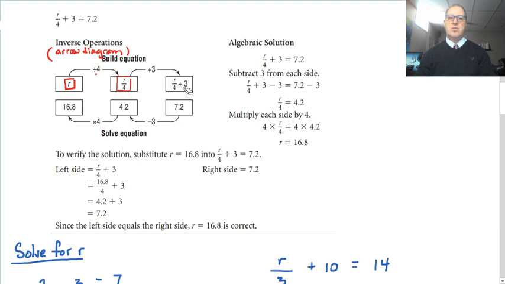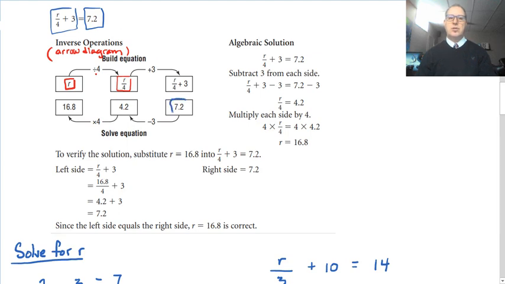If I have r over 4 plus 3, if I did the opposite, if I subtracted 3, I would get r over 4. Now if I did the opposite of what we got to get here, if I multiplied this by 4, I would get r back. So guess what? What we do to one side, we should do to the other side in an equation.